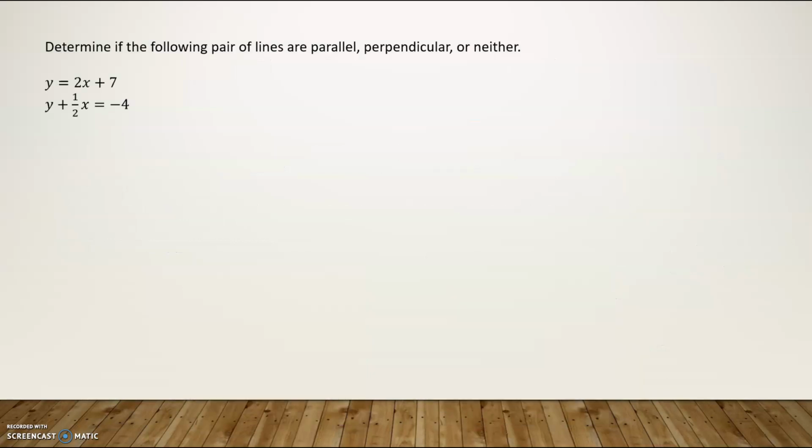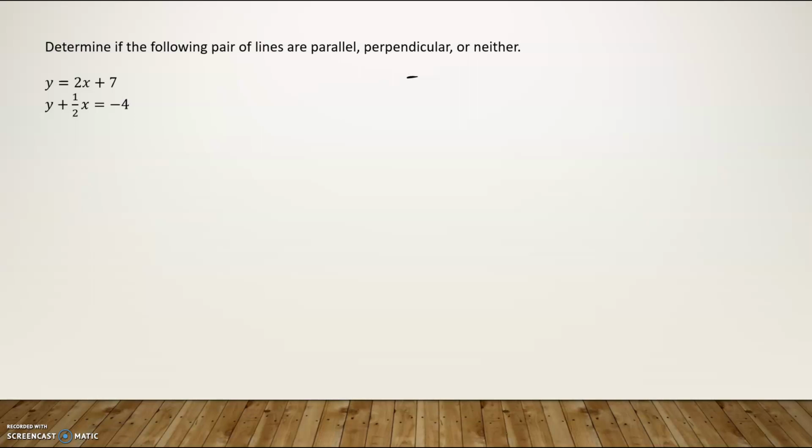Now determine if the following pair of lines are parallel, perpendicular, or neither. That means I need to make sure that both of them are in y equals mx plus b format so I can compare these slopes to each other.